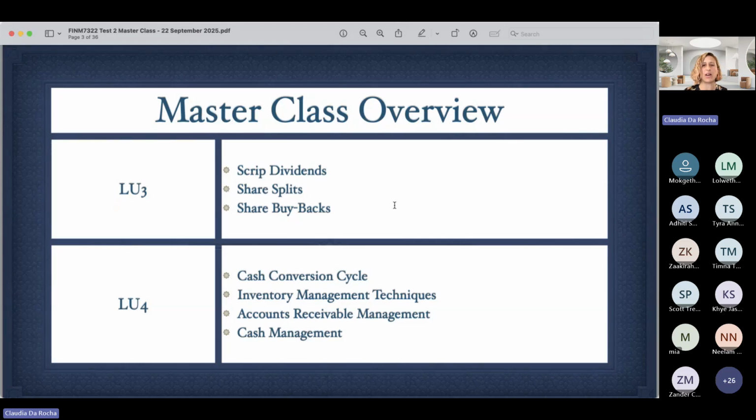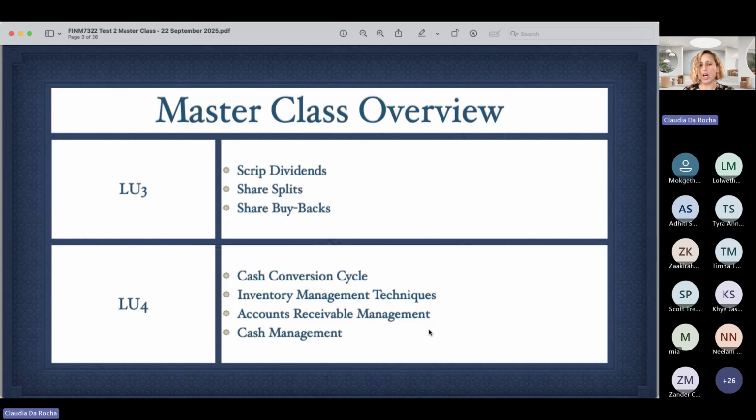All right, so the overview of Learning Unit 3 and 4. Learning Unit 3 covers scrip dividends, share splits, and share buybacks. So it's not a very big learning unit. Your larger learning unit is Learning Unit 4, which covers cash conversion cycle, inventory management techniques, accounts receivable management, and cash management. So 4 topics versus 3, which obviously means in terms of weighting in your test that it will be more weighted towards Learning Unit 4, but there will be both Learning Unit 3 and 4 in your test.